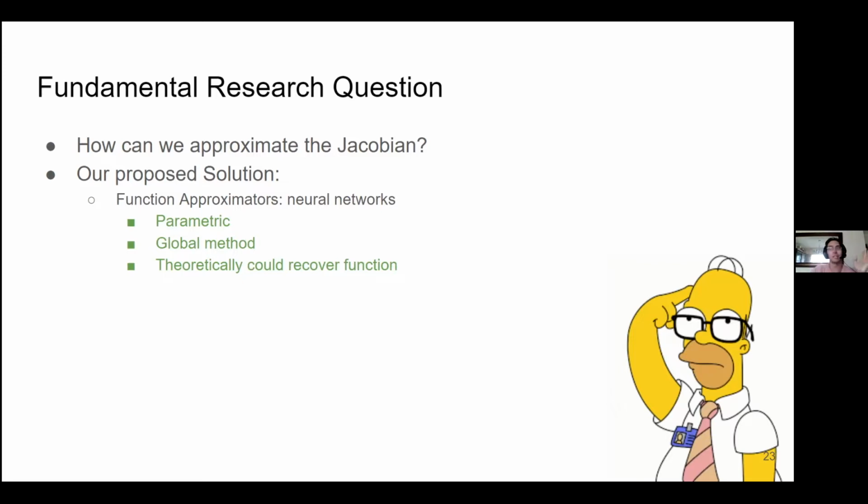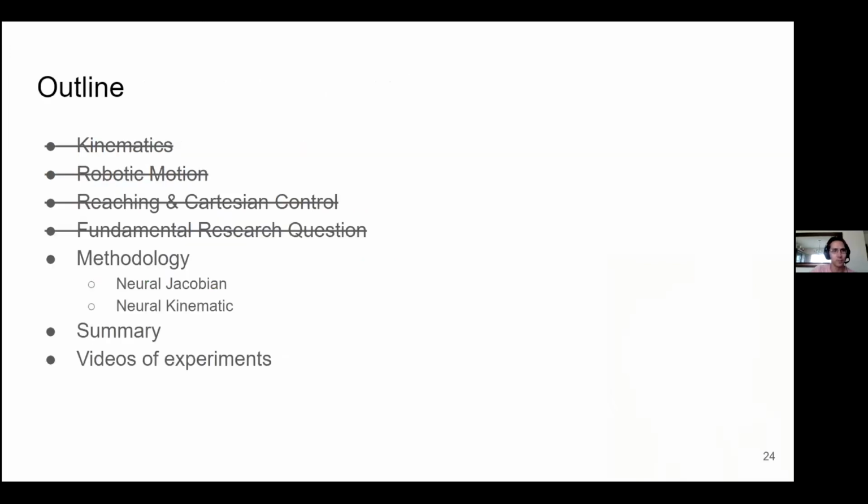In actuality, it's not, but that's out of scope, though if anyone wants to know, I could talk about that point as well. So that's the question that we were interested in looking at. And so how do we go about using neural networks on this problem? We had two approaches, the neural Jacobian method and the neural kinematics approach.